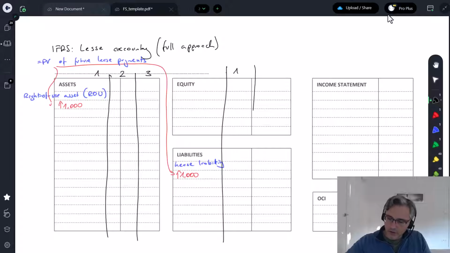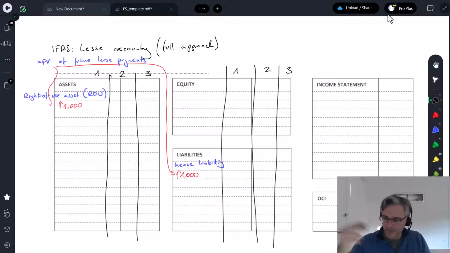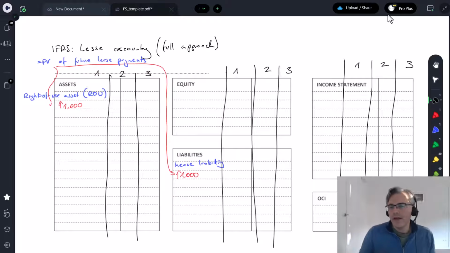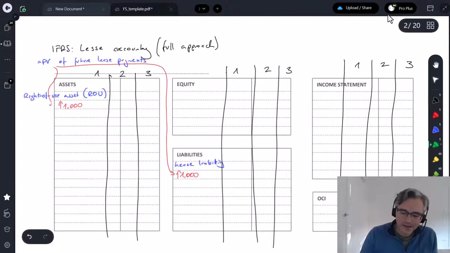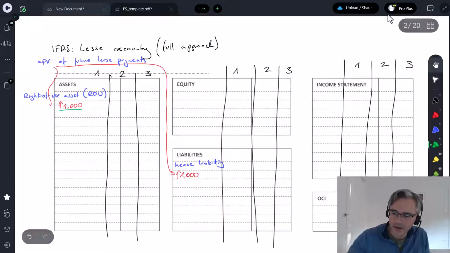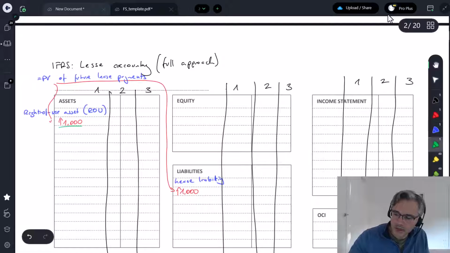So I'm drawing columns everywhere, 1, 2, and 3 for the 3 years, and I'll also do it at the level of the income statement because we'll be making plenty of entries over here as well. So what will happen in the first year? This asset will get depreciated. So let me write this actually at the top, maybe over here.